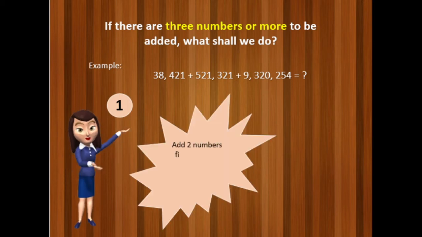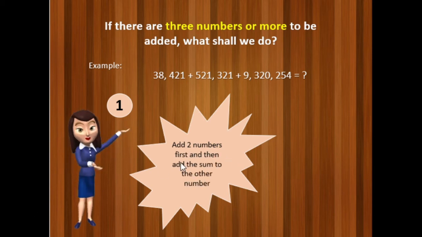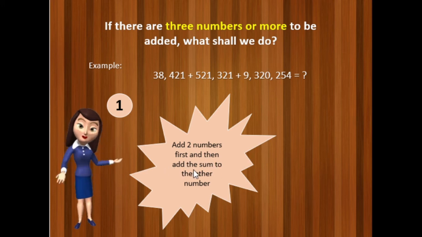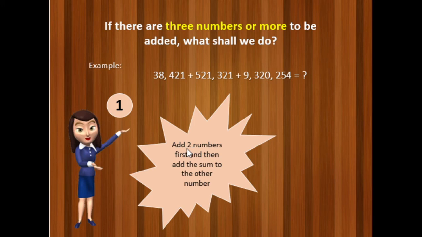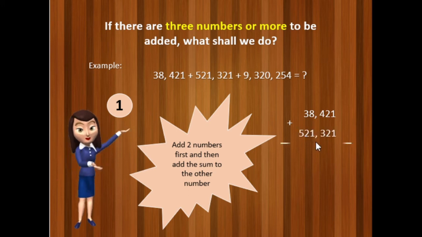First, add 2 numbers first and then add the sum to the other number. So you can have 38,421 plus the second number, 521,321.